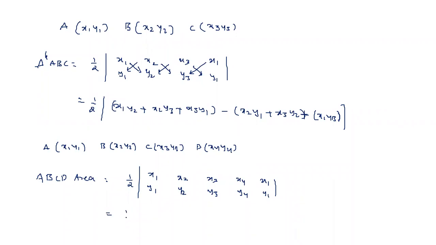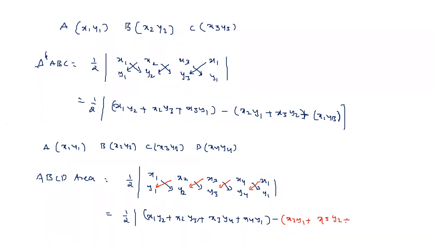So if I'm writing it as a formula, all these are positive. What are the black color arrow marks I'm giving? x1 y2 plus x2 y3 plus x3 y4 plus x4 y1, and minus, the red color should be subtracted from this, minus x2 y1 plus x3 y2 plus x4 y3 plus x1 y4. This is how we can do it.